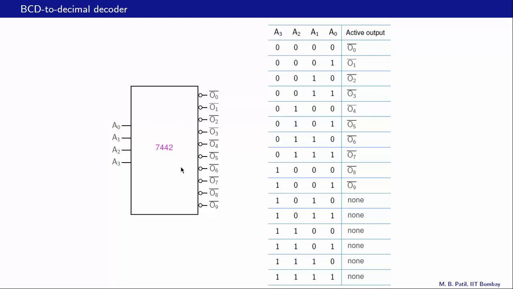There are 10 output pins, and notice that the output pins are active low from O0 bar to O9 bar, and corresponding to the decimal number that appears here, one of these output pins will be made active and all others will be made inactive.